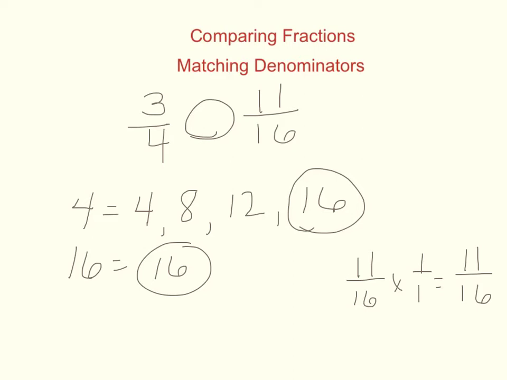But 3/4, what do we need to do to get a new denominator of 16? Least common multiple tells us we need to multiply by 4 here. 4 times 4 equals 16. Whatever we do on the bottom, we have to do on the top. 3 times 4 is 12. So our new fraction for 3/4 is 12/16, because now we have two of the same denominator.